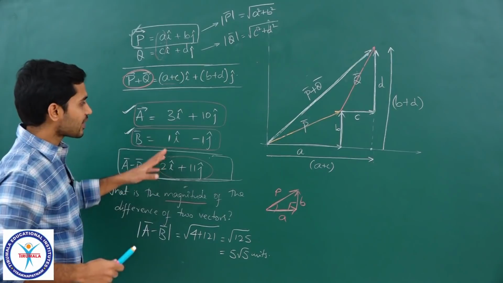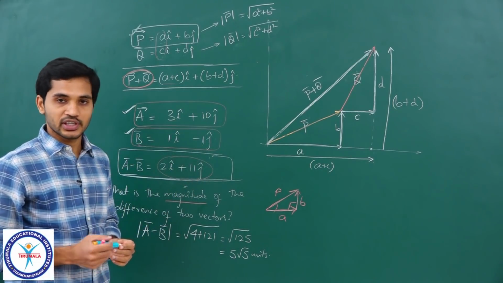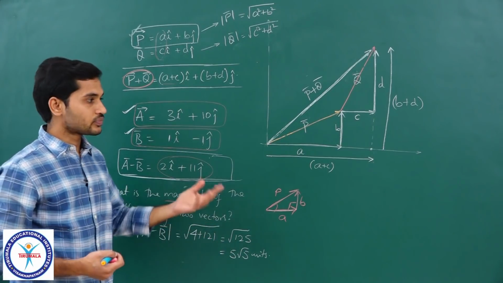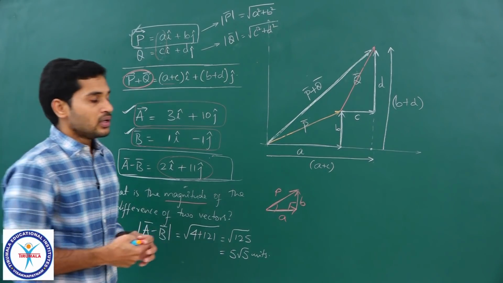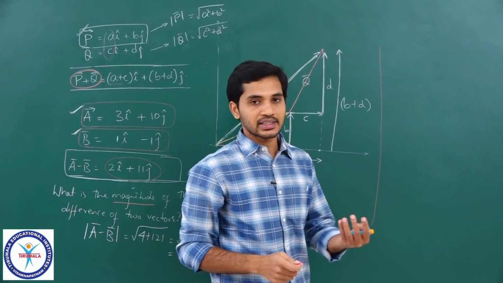Clear? So, whenever a vector is given to you in this form, you can easily find the magnitude of that vector. Or you can easily add the vectors, subtract the vectors. So, that is the basic idea. And one more important thing is to find the angle that a vector makes.